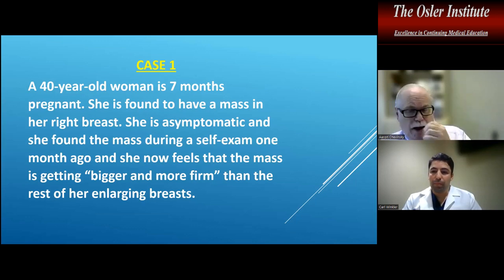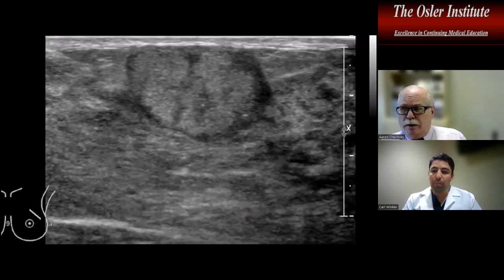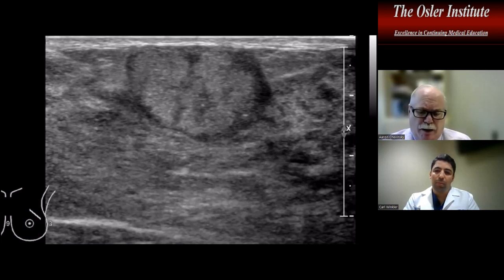So mammogram and ultrasound are done. This is the ultrasound image. It demonstrates a roughly 3 centimeter mass in the upper outer breast, and it is palpable. And it correlates with the mammogram as well.